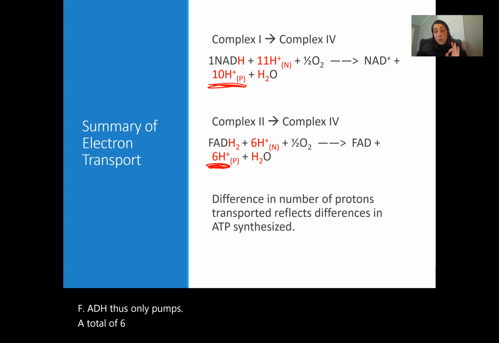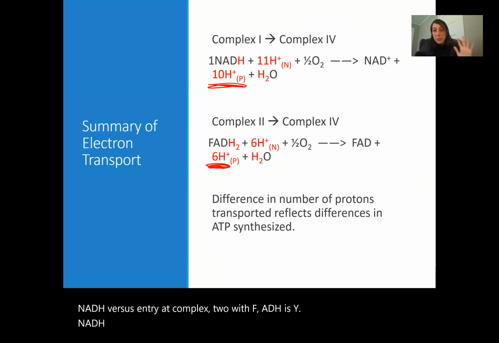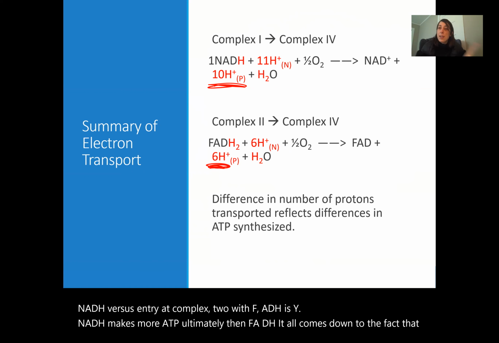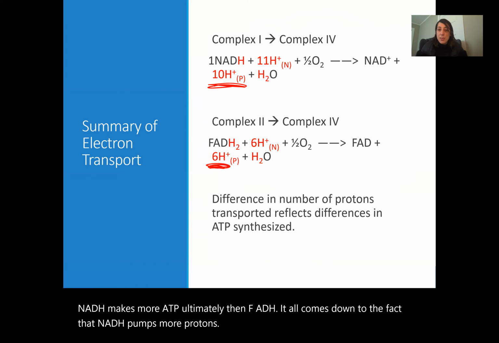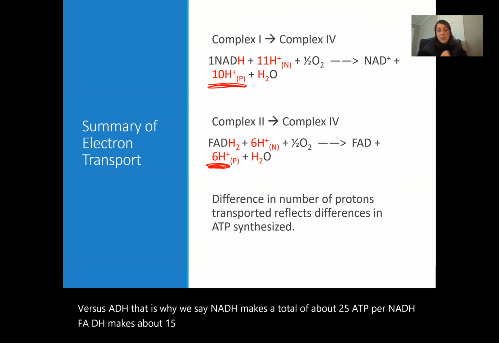The difference in protons from entering at complex 1 with NADH versus entering at complex 2 with FADH is why NADH makes more ATP ultimately than FADH. It all comes down to the fact that NADH pumps more protons versus FADH. That is why we say NADH makes a total of about 2.5 ATP per NADH. FADH makes about 1.5 ATP per FADH2.